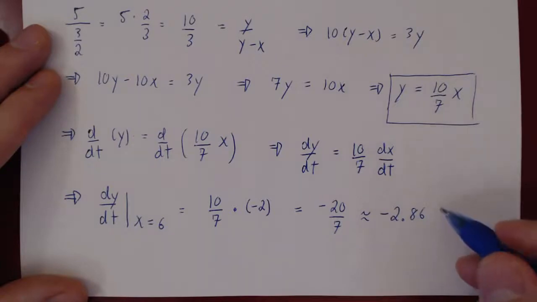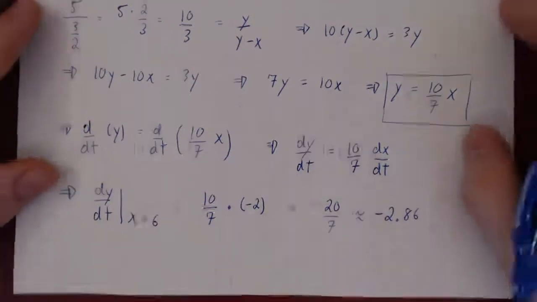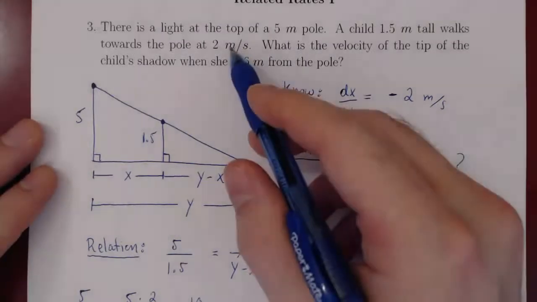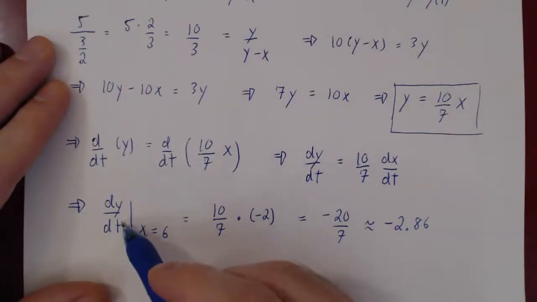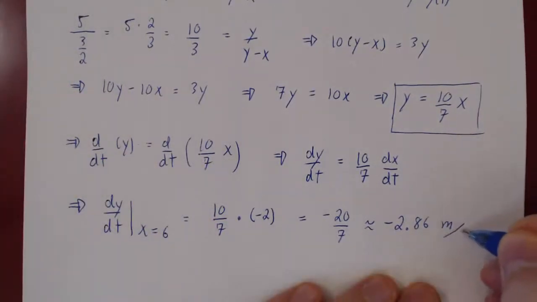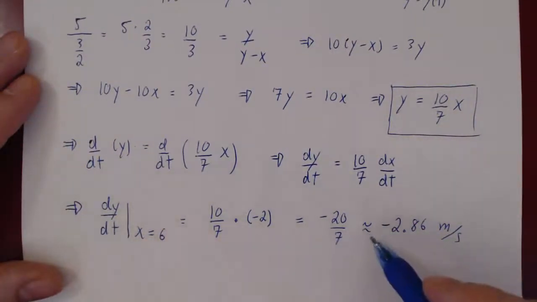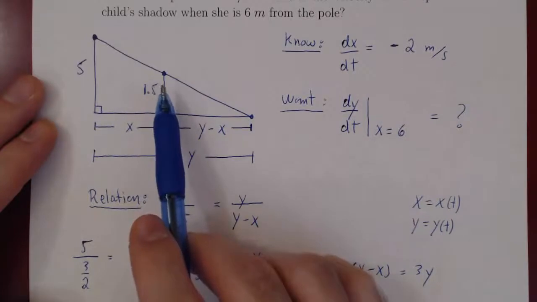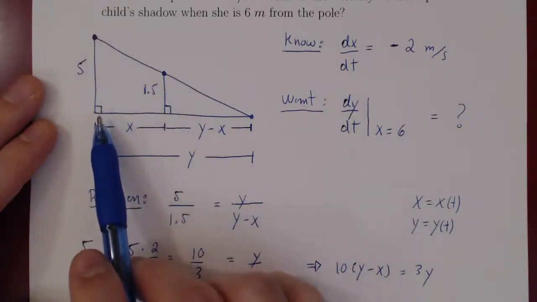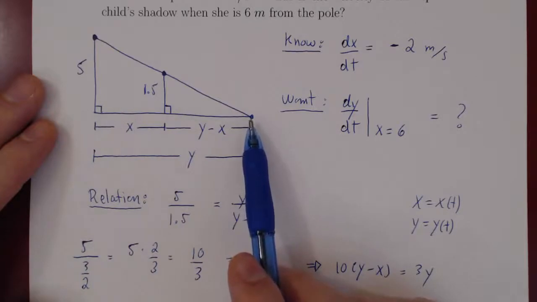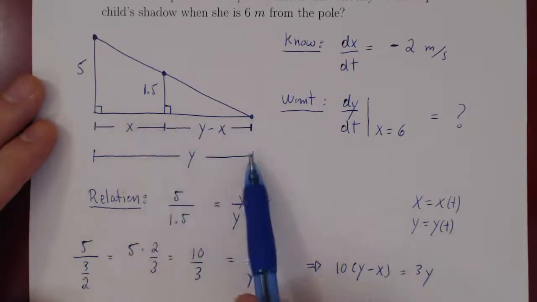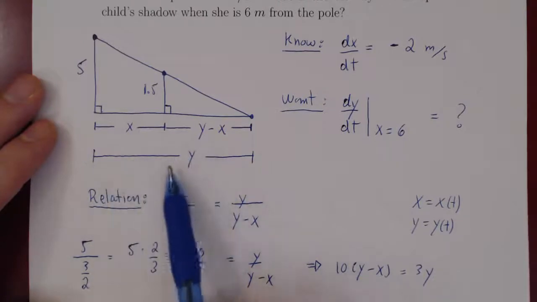And now we can include the units. The length, right? y was the length of a segment. Length is given in meters, time in seconds. So in the end, we have meters per second. And what's interesting again here is that we have a negative rate of change for y. Well, this was expected because as time goes by, the child is getting closer to the pole. Therefore, the tip of the shadow will also move in this direction. Therefore, y will be decreasing, and if a variable is decreasing, it has a negative rate of change.